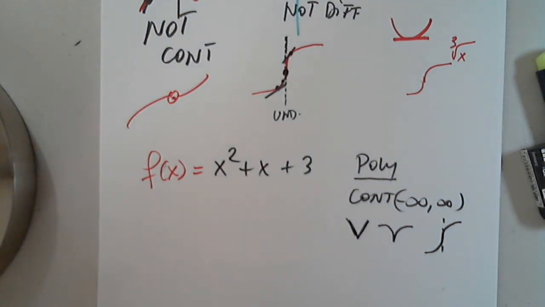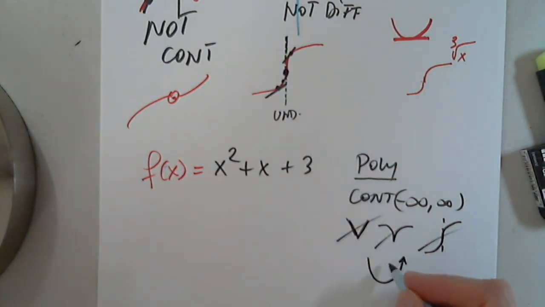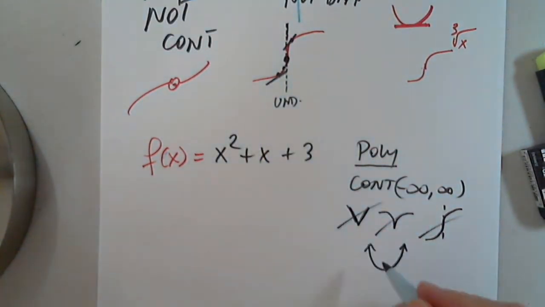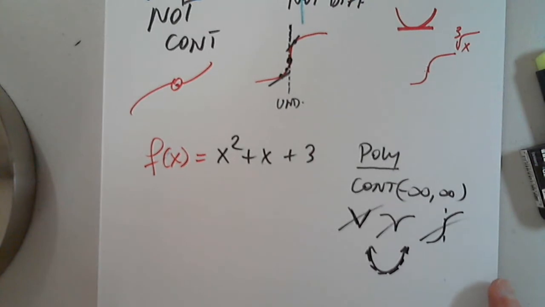No. It does not have a corner. It does not have a cusp. It does not have a vertical tangent. It has a minimum value, smooth, continuous function, no corner, no cusp, no vertical tangent. So this function should be differentiable, should have a rate of change, a slope of the tangent line everywhere. Would you agree?